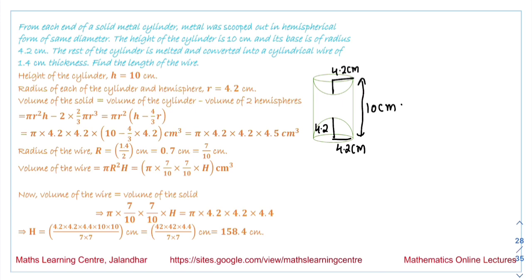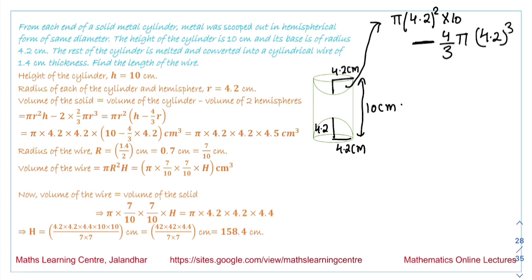So first of all we are talking about the volume of the remaining portion of this cylinder. The volume of the whole cylinder is pi r square into h. This is the volume of the complete cylinder, and we have subtracted from it the volume of the two hemispheres. So the volume of two hemispheres is equal to 4 by 3 pi into r cube. This is the volume of this remaining cylinder.